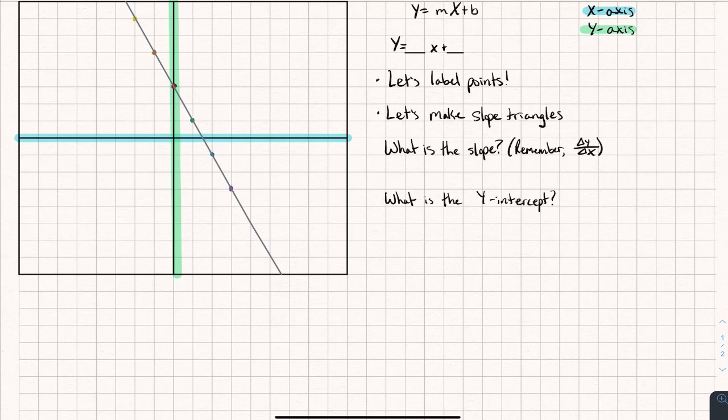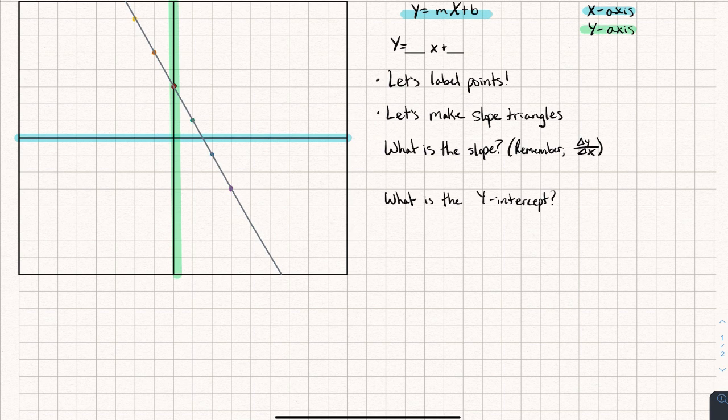Hey guys, so like I said, I'm going to work through an example of writing an equation in slope-intercept form. That's right, you heard me. Slope-intercept form when given the graph. So, I see where I'm supposed to write my answer. I have y equals blank times x plus blank.